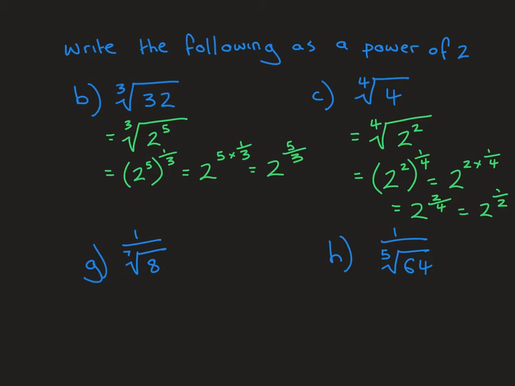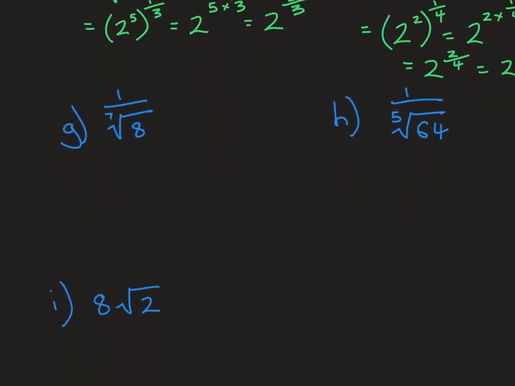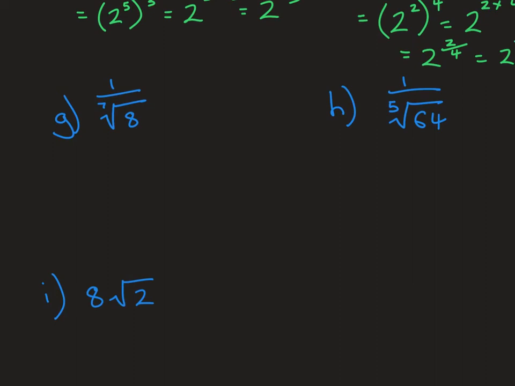We have, so here we have 8 underneath our square root sign. So once again, we're going to try and write 8 as a power of 2. So what that's going to equal is 1 over 2 to the power of 3, which is our 8.